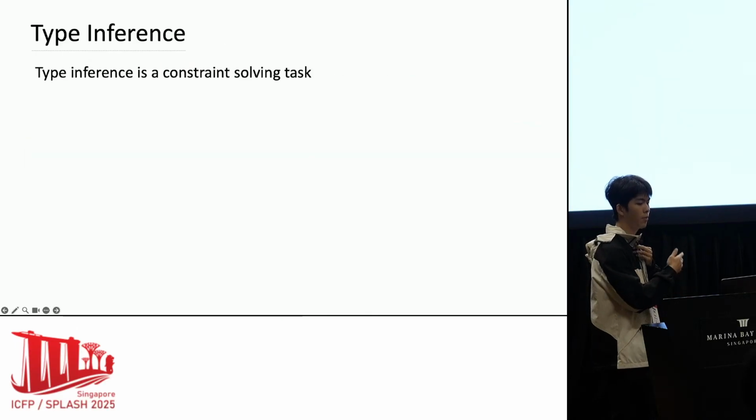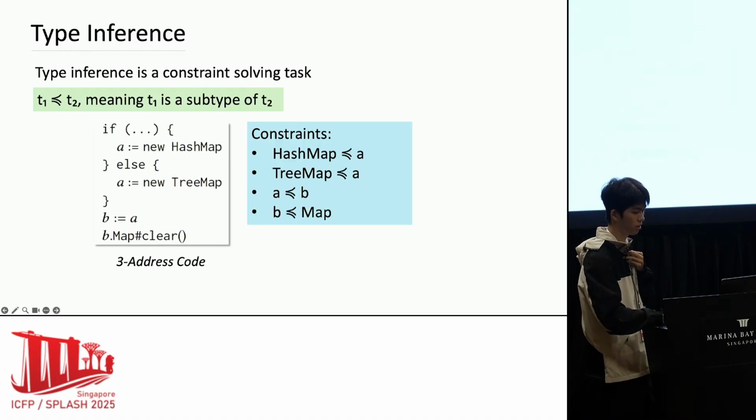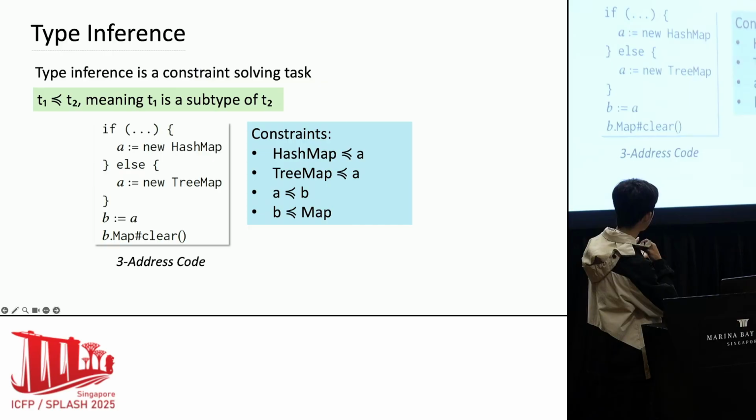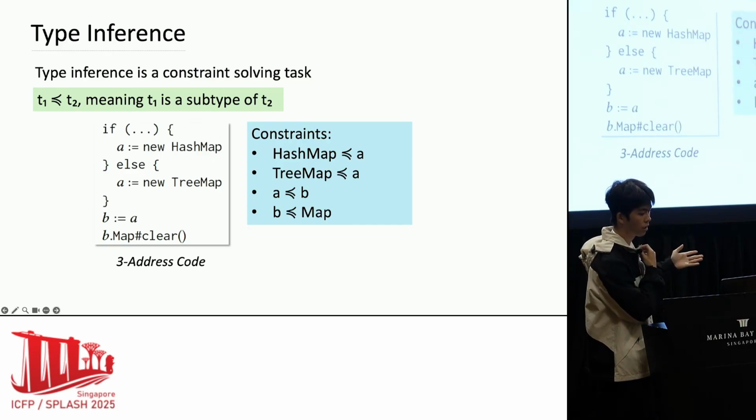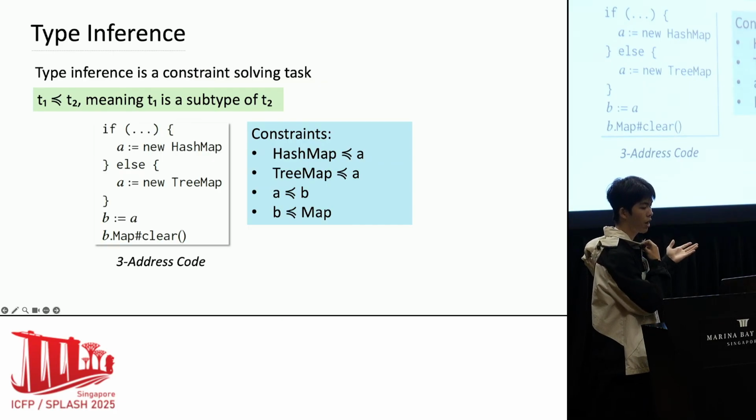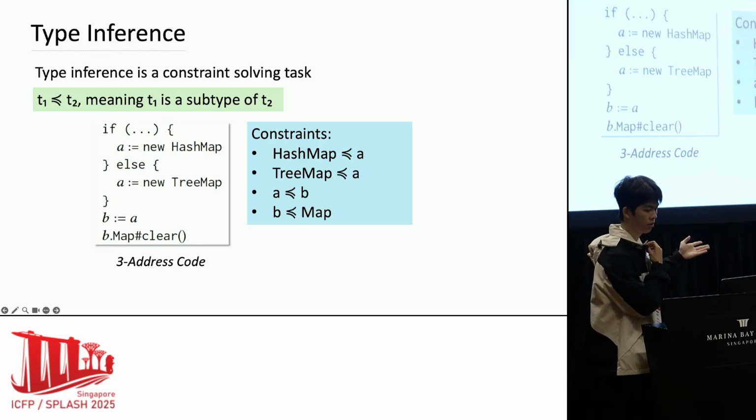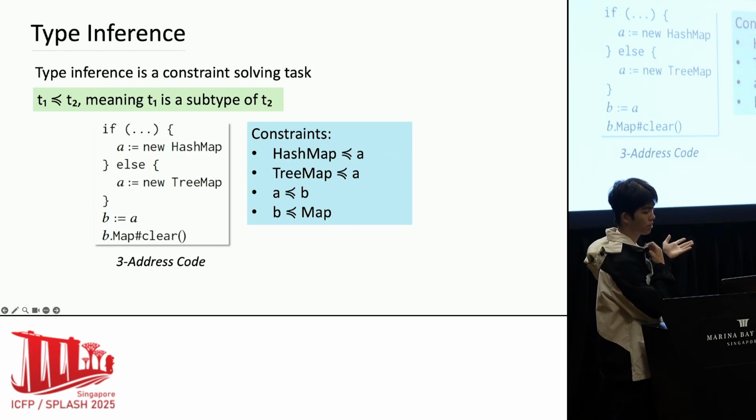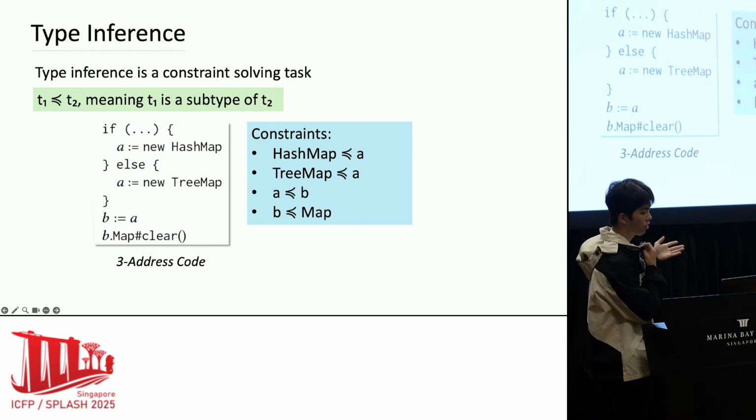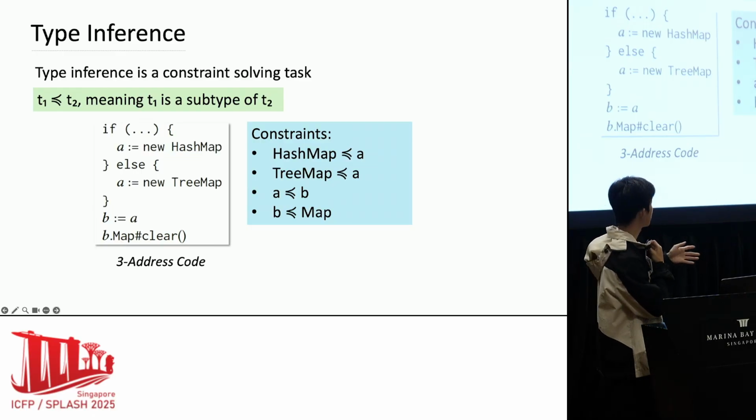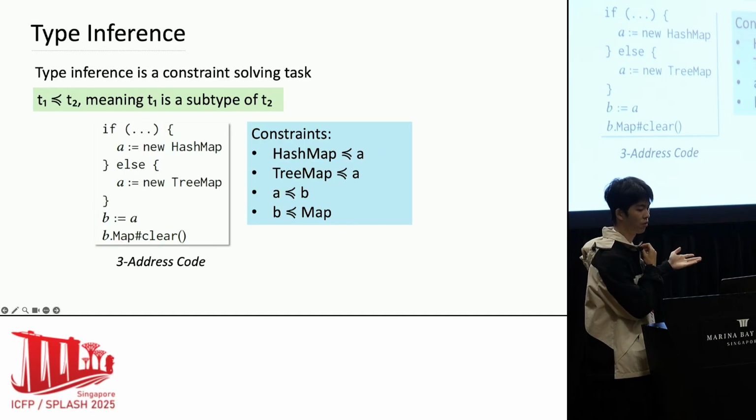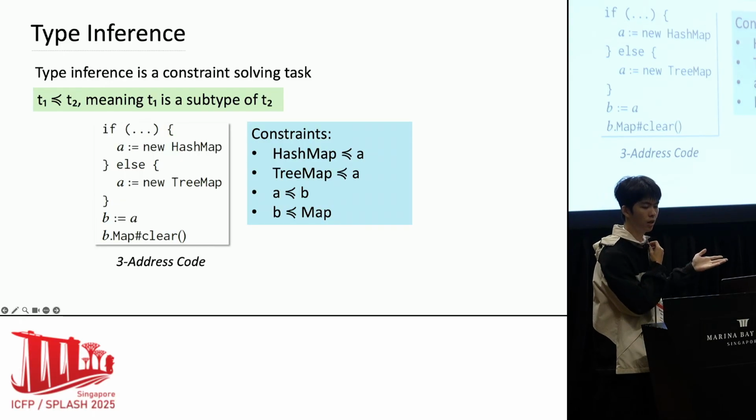So we need type inference to get the type information. In general, type inference is viewed as a constraint solving task. For example, in this 3-address code, the statement A equals new HashMap means that HashMap is a subtype of A. Similarly, TreeMap is also a subtype of A. For the statement B equals A, we know that A is a subtype of B. For an invoke statement like B.points.map.clear, we can infer that B is a subtype of Map.